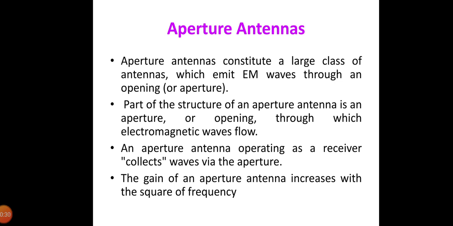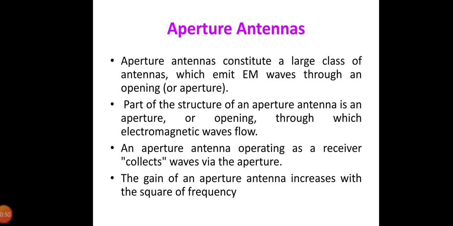Also, the pupil of the human eye is an aperture for optical frequency electromagnetic waves. At radio frequencies, horns and reflectors are examples of aperture antennas. Aperture antennas are in common use at UHF frequencies and above, and they are the antenna of choice in applications requiring very high gain.